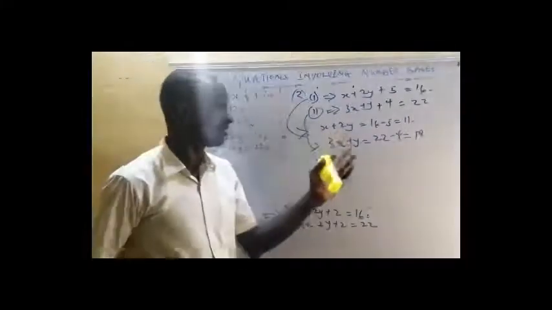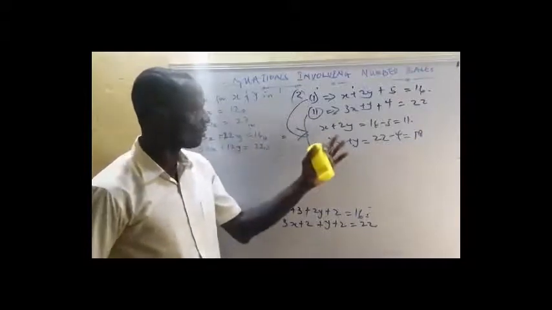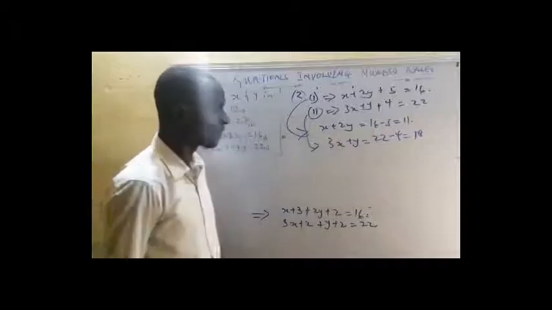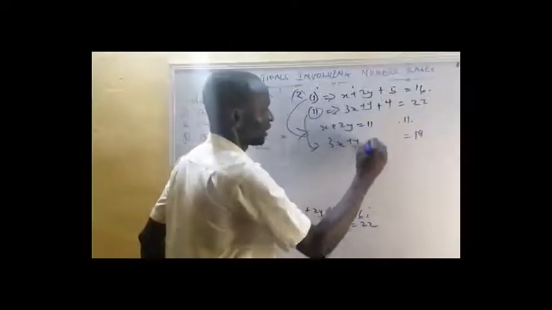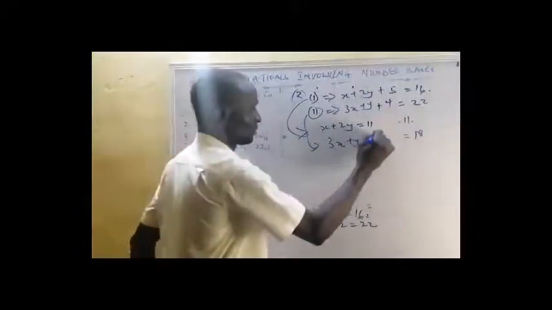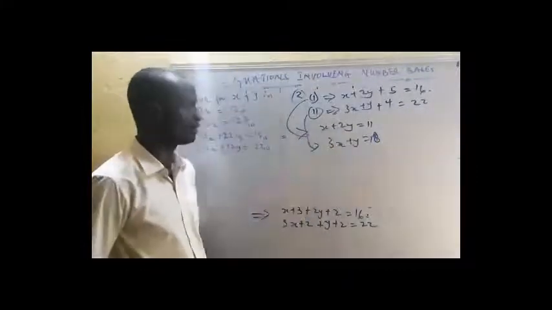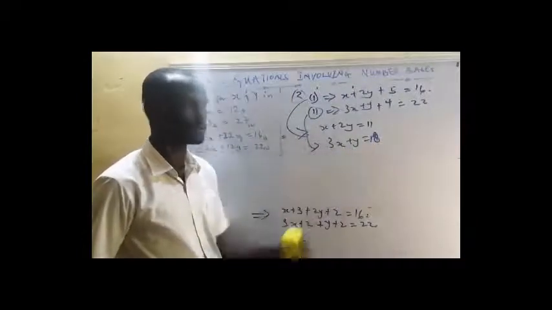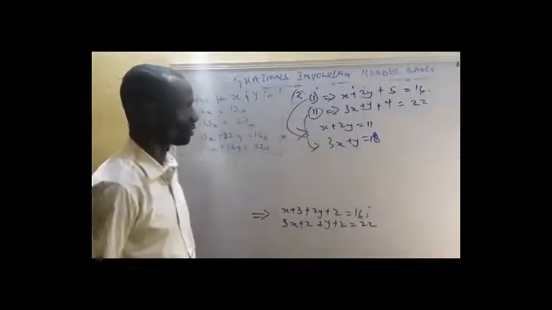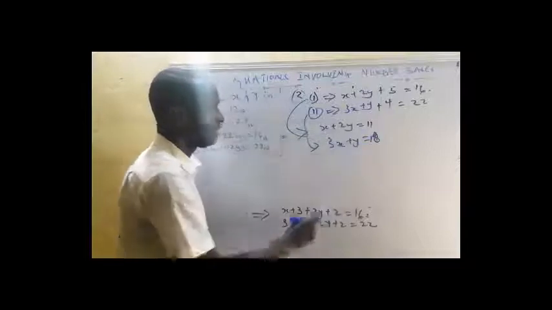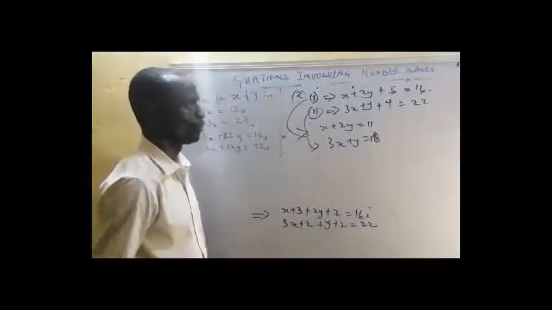Now, let's use the elimination method to solve this simultaneous equation. If x plus 2y is equal to 11, and 3x plus y is equal to 18. Now I want to eliminate y using the elimination method. This is 2y and this is y. Let's multiply the base by minus 2.